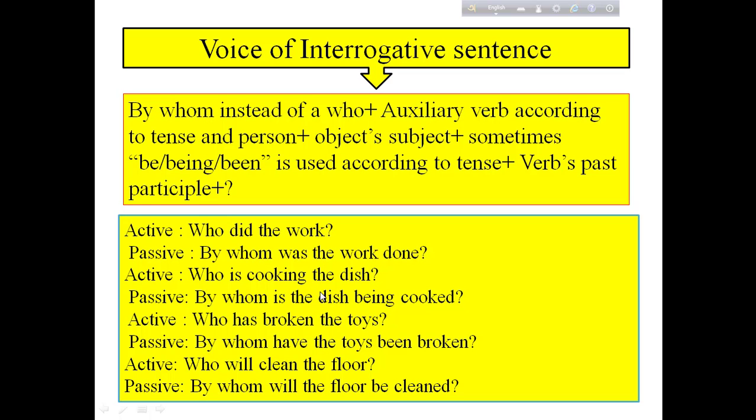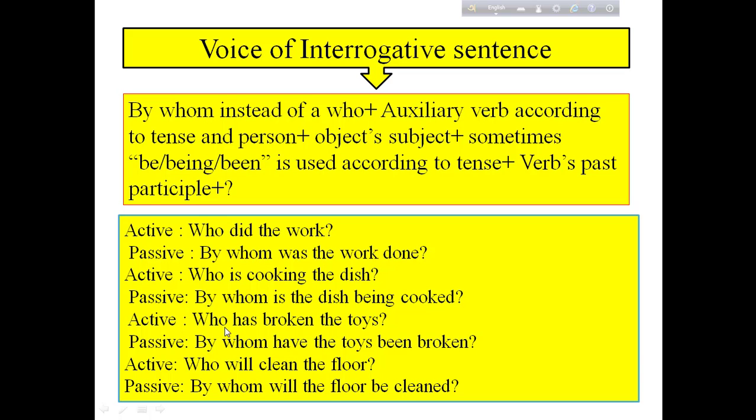Dear students, you have to write being instead of ing. Being is the symbol of continuous tense. Our active voice was written in present continuous tense. Then you have to write the verb's past participle, I mean cooked. Cooked is the past participle form of the verb cook. And last of all you have to write the note of interrogation, I mean question mark.